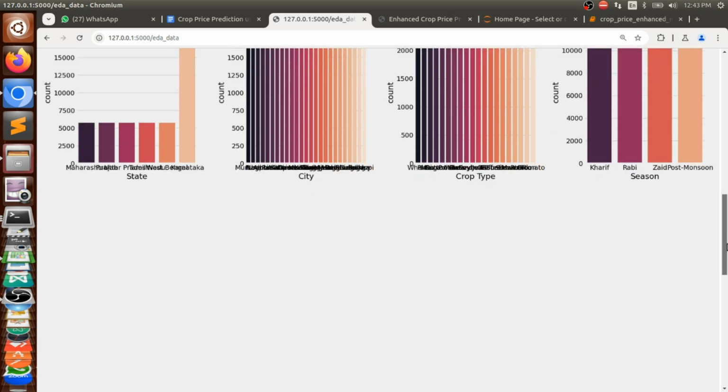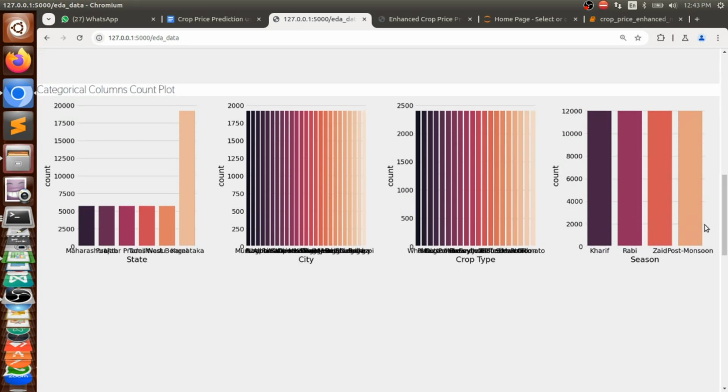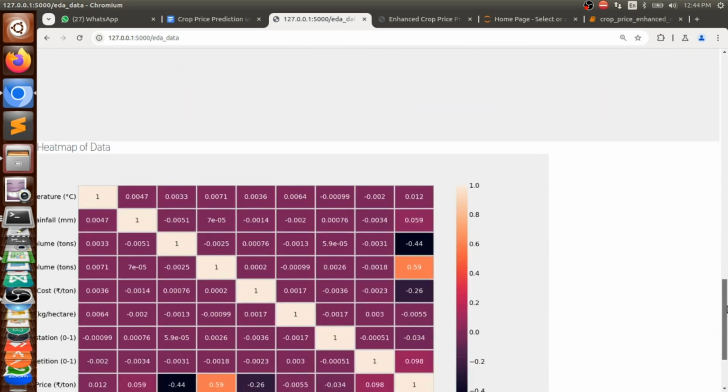Okay, here the data is distributed properly. For Karnataka we have more data, around 17,000 and more. For other states we have more than 5,000, around 6,000 for each state. Other than that, for every state an almost equal amount of data has been collected.